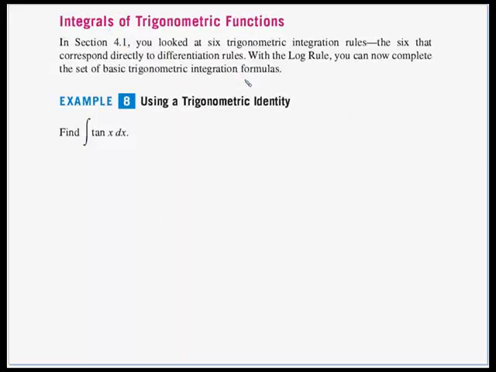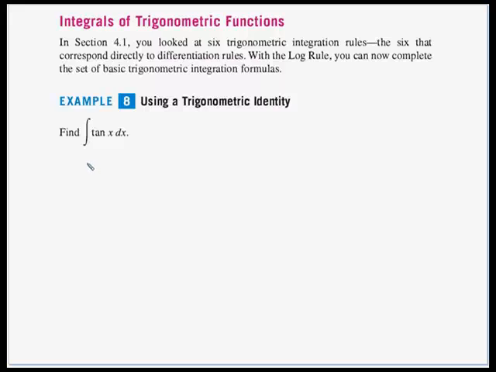Now on to integrals of the trig functions. In a previous section, we looked at the 6 trig integration rules, the 6 that correspond directly to the differentiation rules. With the log rule, we can now complete the set of the basic trig integration formulas. If we think back, we want now the antiderivative of tan of x. Well, what do you derive to get tangent? Well, if we derive tangent, we get secant squared. If we derive secant, we get secant tan. So we don't have anything right now that fits this format.